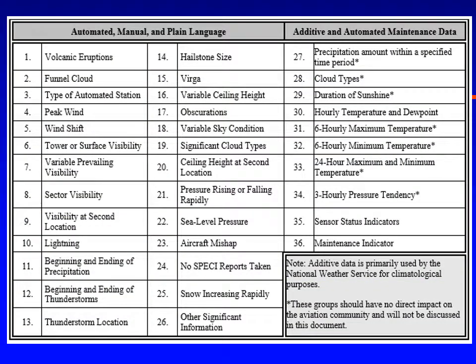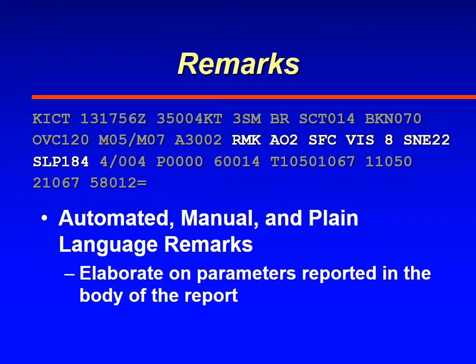Now, the METARs have a very specific sequence for the remarks. And if you become a certified weather observer, you have to memorize this sequence. Some things are very important, they come up first, and other things are not so important and they come up last. But this is the order of remarks. You don't need to memorize this. You should be able to decode remarks, however. So the automated, manual, and plain language remarks basically tell you more information about what's in the main body of the METAR.